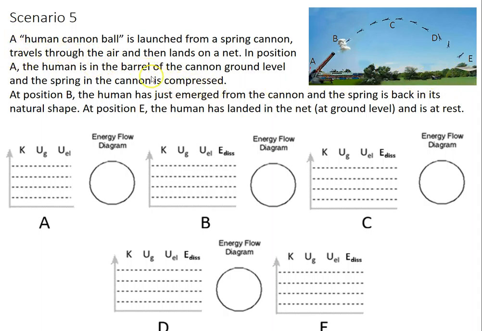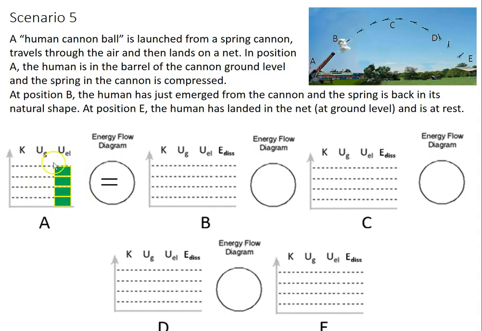Okay, so let's see. At position A, the human is in the barrel of the cannon at ground level, and the spring in the cannon is compressed. So that's the key. We don't have to do work on the spring to give it energy. It's already in the system. So let's look at A, and we see that all of the energy is elastic. Now, what we're treating as the system is the human, the cannon, and the spring, all part of one system. So we're not saying that the spring is going to do work. We could have in a different approach, but we're going to say that the spring, the cannon, and the human are all part of one system.